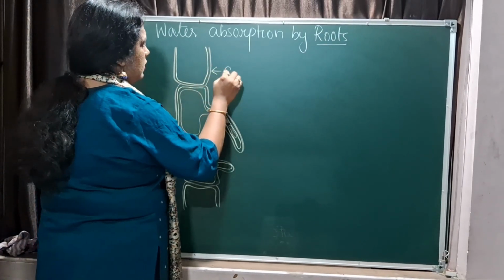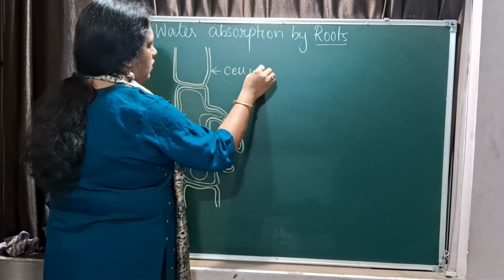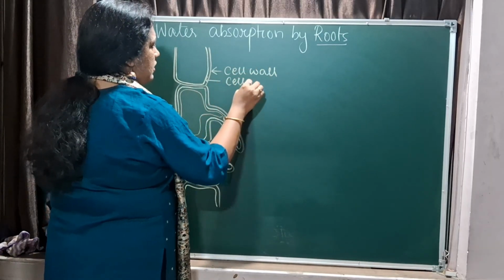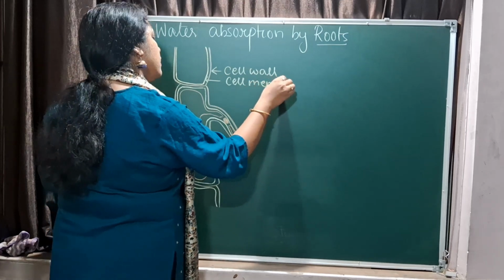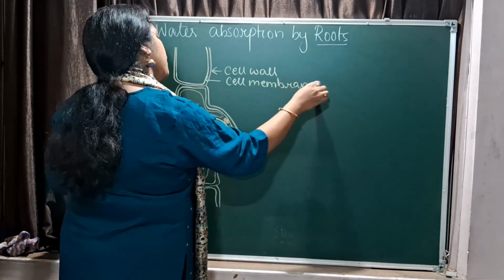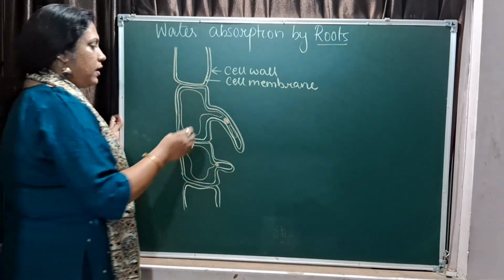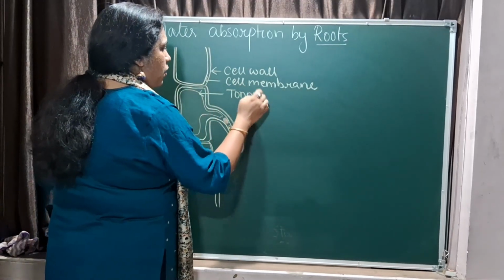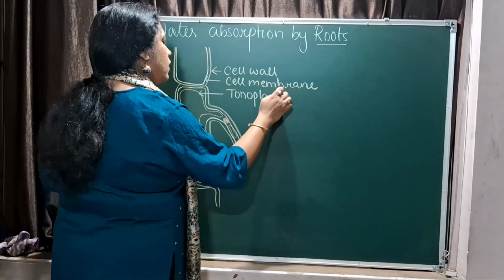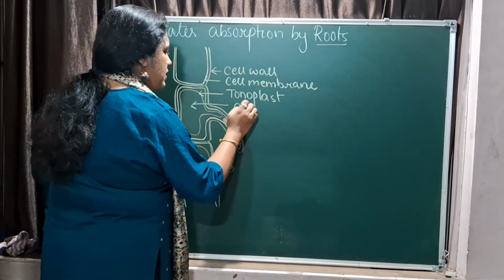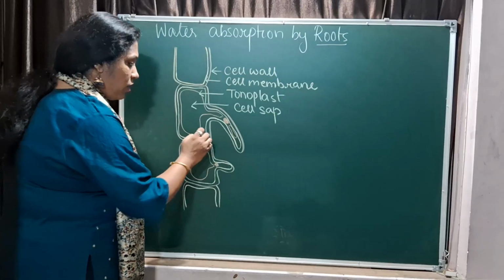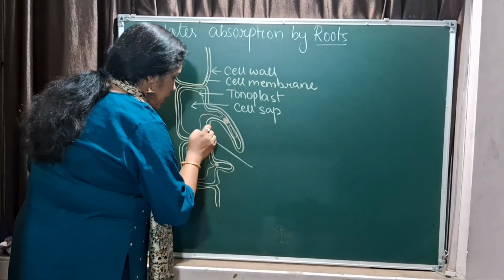This is a cell wall. The yellow part is the cell membrane. What is the membrane of a vacuole called? It's called a tonoplast. What is the liquid present in the vacuole called? It is called the cell sap. What is the liquid present in the cell called? Cytoplasm.